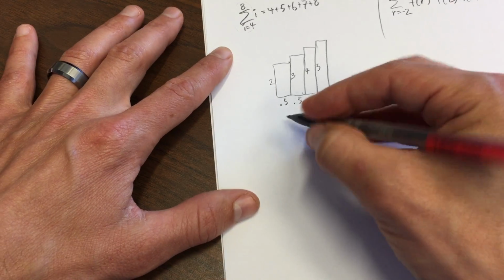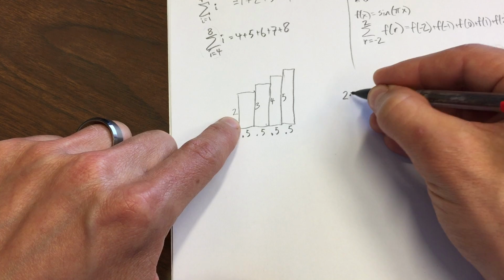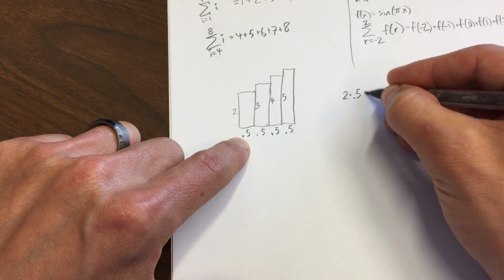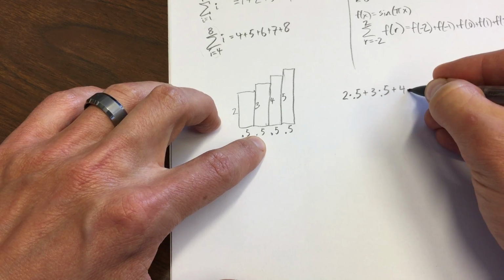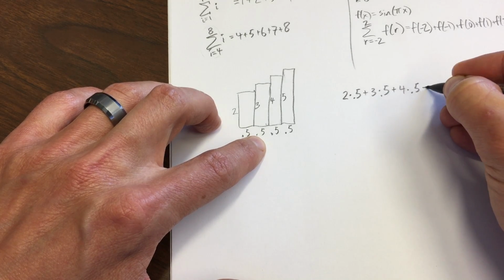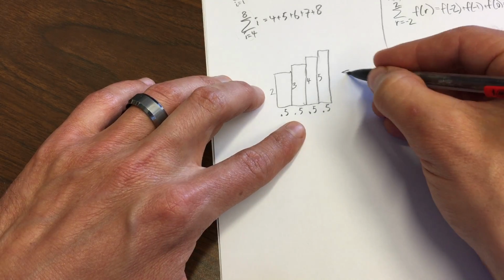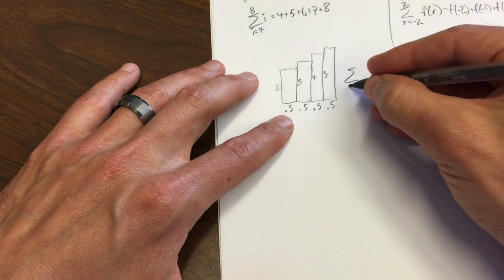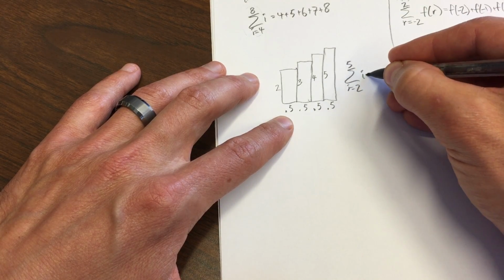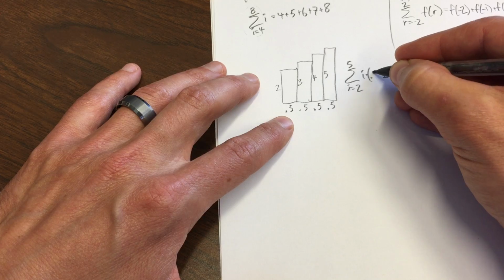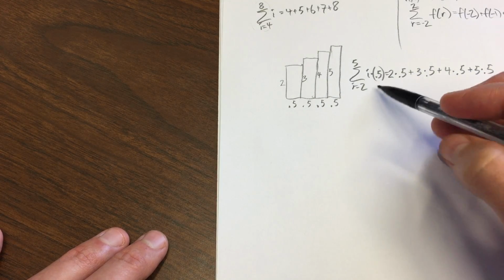Okay, so you can sort of see what I'm getting at hopefully here. This is 2 times 0.5 plus 3 times 0.5 plus 4 times 0.5 plus 5 times 0.5. Okay, so in summation notation, I might say i equals 2 to 5 of i times 0.5 equals this. And so each rectangle has this.